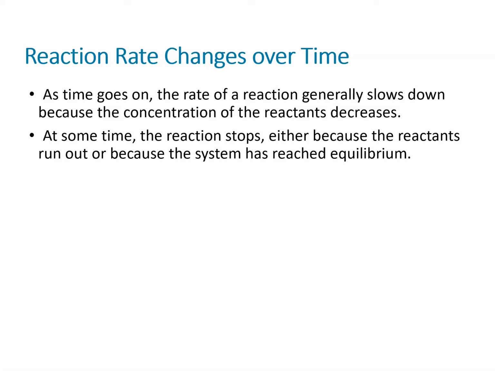So, to recap, as time goes on, rate of reaction generally slows down. And this makes sense because as the amount of reactants decrease, there's less probability of them colliding with each other, because there's just not as many reactants because they're becoming products. And at some point, the reaction is going to stop, either because the reactants run out or because we're going to reach equilibrium. And we're not going to go too far into equilibrium yet because that's another chapter.